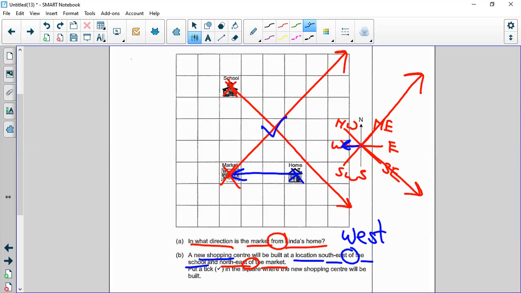Okay, that is where you build the shopping center, where the two lines meet. Okay, we are done. We are done for this entire paper. So do you get full marks? Yes.